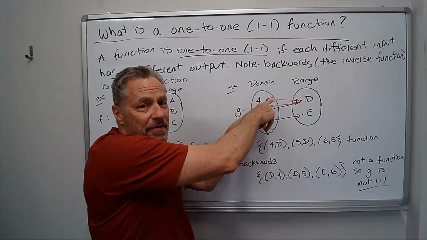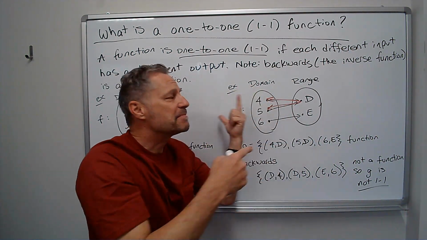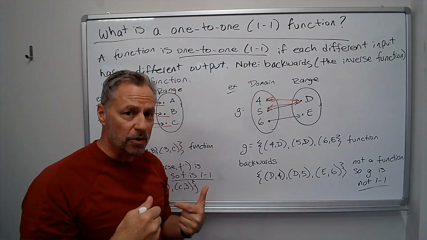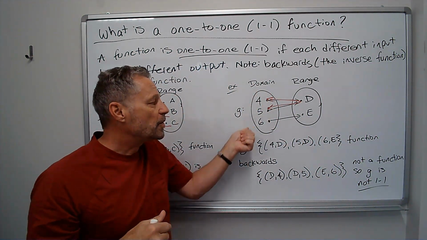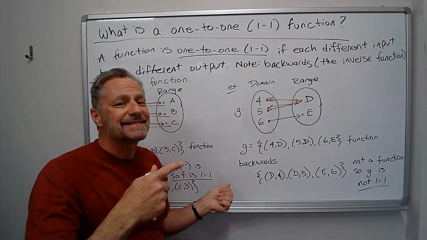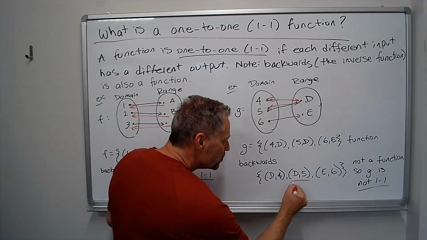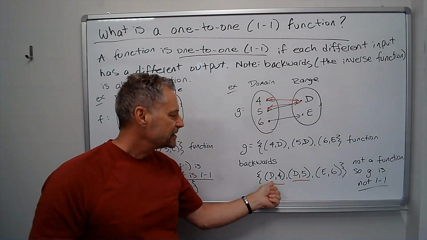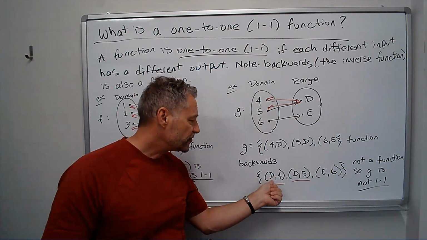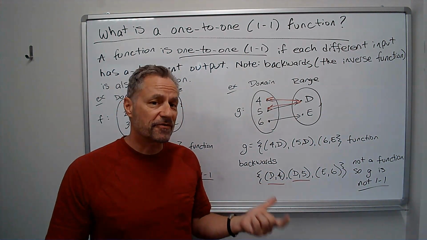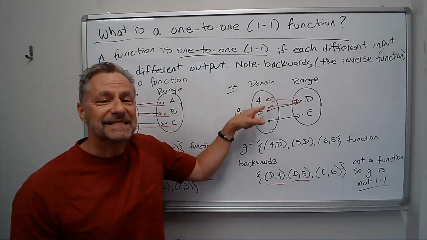So just based on that piece right there, it can't be a function if I go backwards. So the original one was a function. Going backwards, it's not a function, so it's not one-to-one because I have both of these. The X value, or the input, goes to 2 different outputs. So that means this wasn't one-to-one.